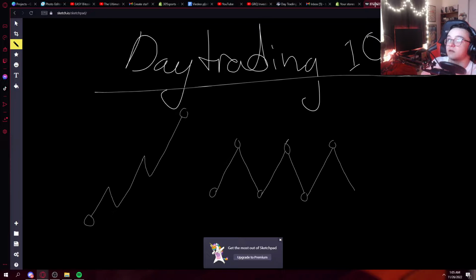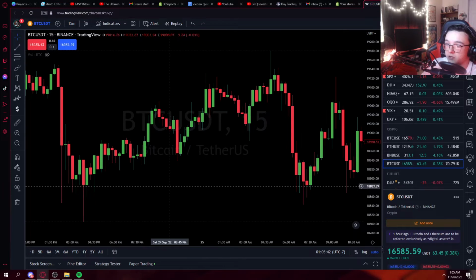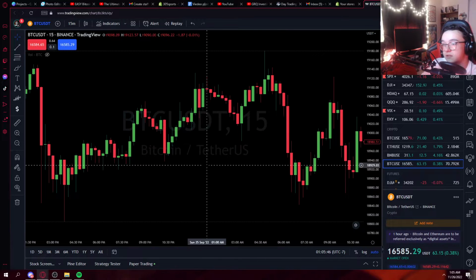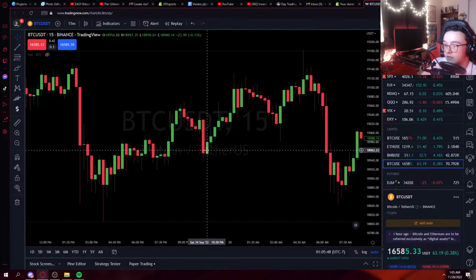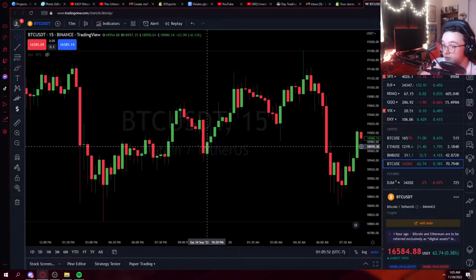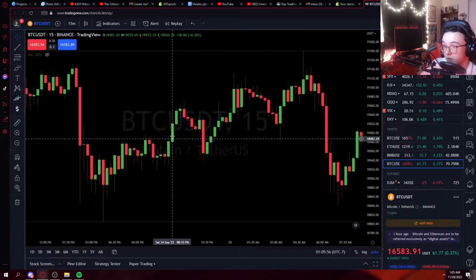But let's not get into all that first. First off, let's just start with how to read a chart. So this is the basic chart right here. These are called candlesticks. Each of these candlesticks represents a certain amount of time. So right now I have the 15-minute time frame, so each one of these candles represents 15 minutes of movement.